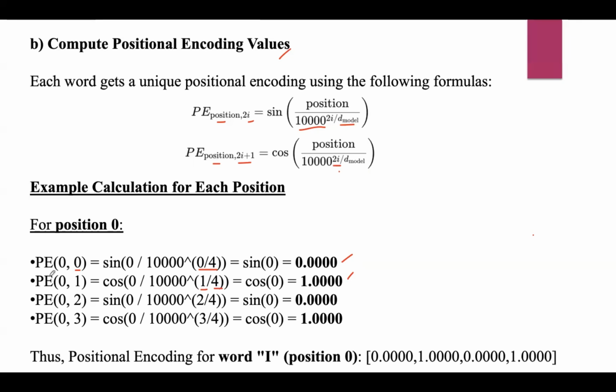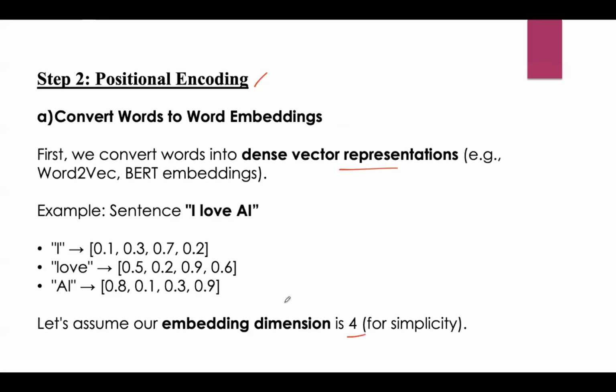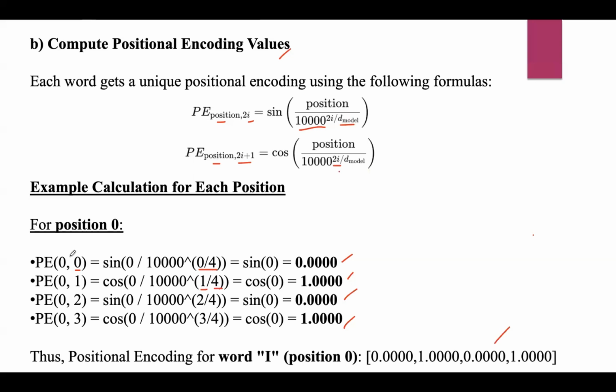Then for position 0 comma 2, again the sine part. So 2 into 1, the i value is 1 this time. So 2 into 1 is 2. So for 0 comma 2 we'll get this value for sine. Then coming to the cos, here the i value is 1, so you'll get 2 plus 1, which is 3. And this is the result. Okay, so this is for position 0. So the positional encoding for the word I, we got these values.